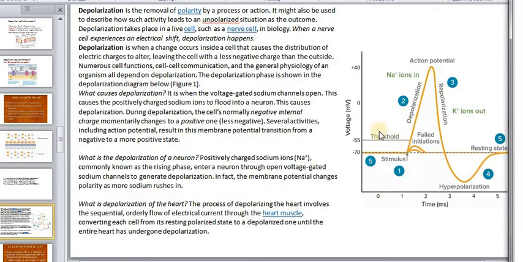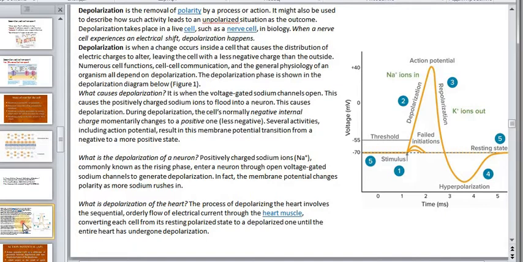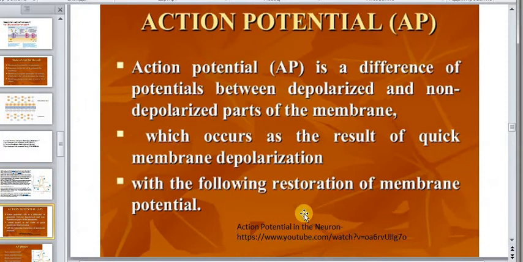We will see this first line, it is the resting potential, and the voltage difference is about minus 70 millivolts. Then when the sodium channels are open and sodium ions move inside the cell, this graph starts to change, and we see this part, depolarization. At this moment we can say it is a special state of the cell called an action potential, and I leave a special video about the action potential in the neuron.